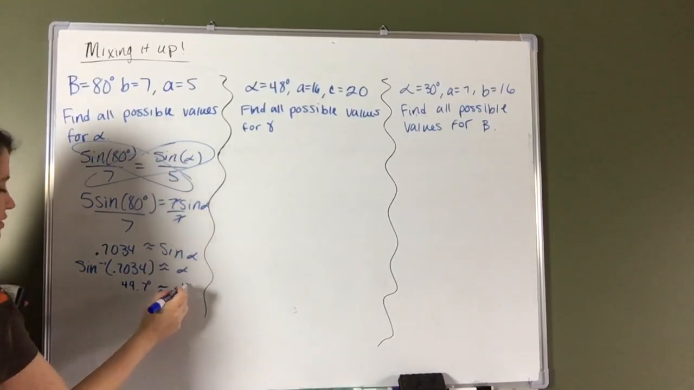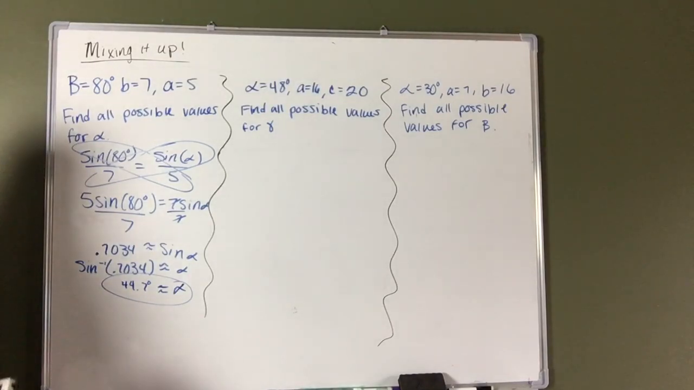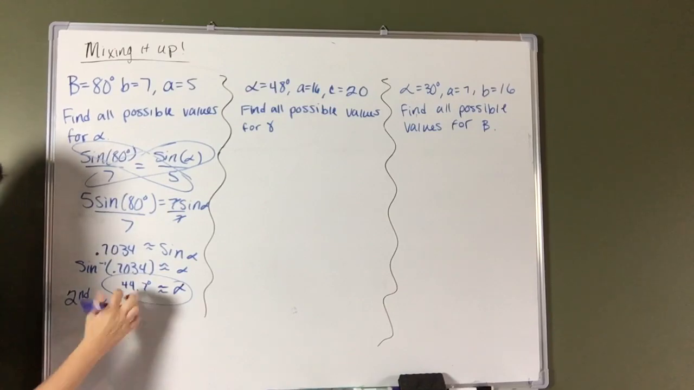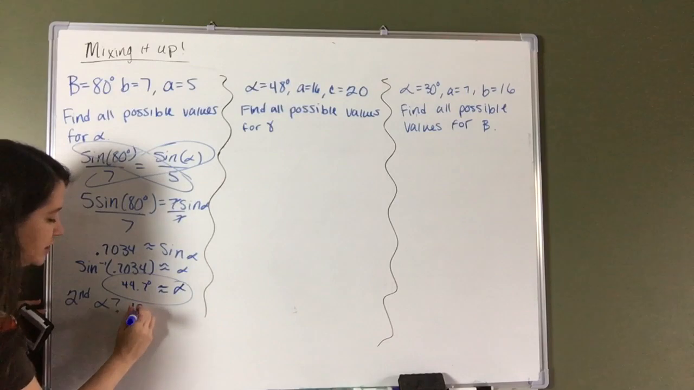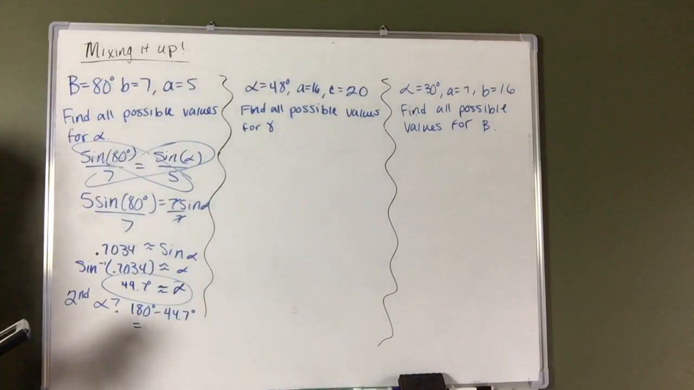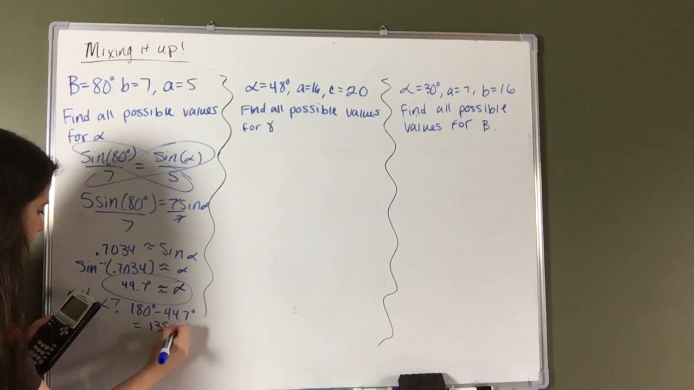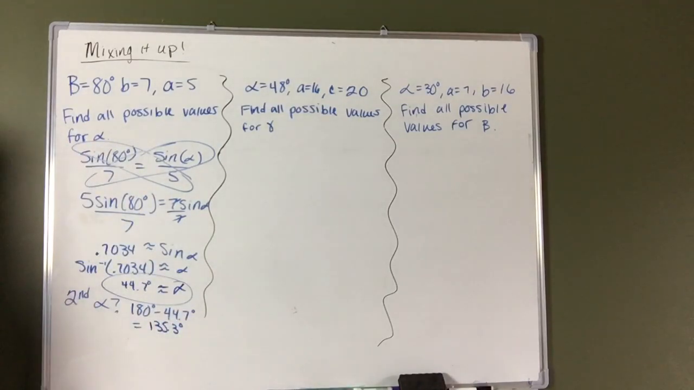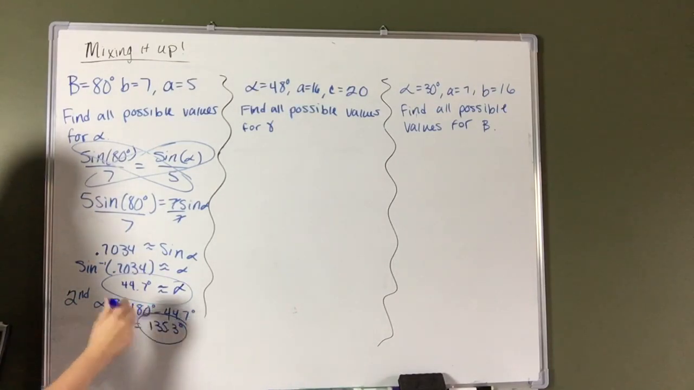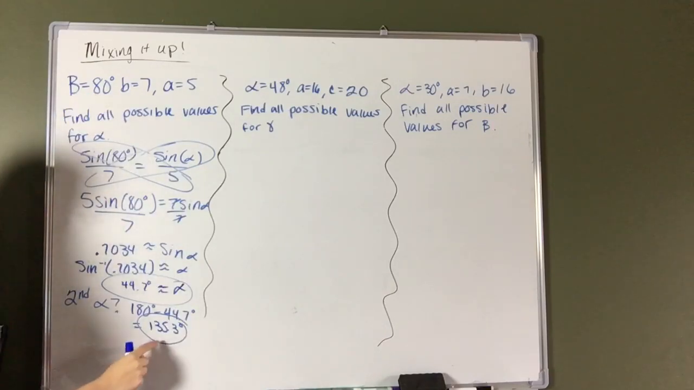Okay, so we have one answer for sure for alpha. Is there a second answer? Meaning, is there a second possible triangle? The way you figure that out is by taking your first answer and subtracting from 180. And that gives us 135.3 degrees. And then you have to look and see if that were to be another alpha value, would it work with the original angle that was given in the problem? Could you form a triangle with it?